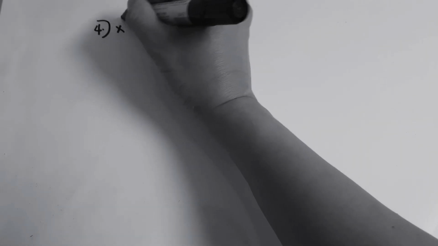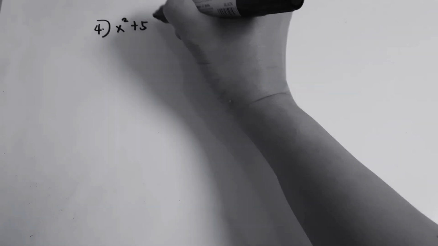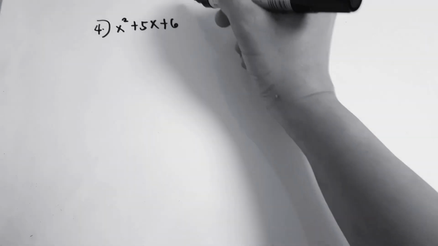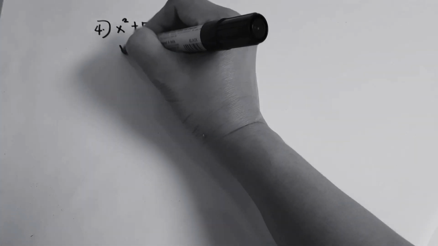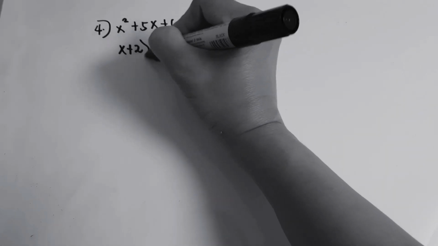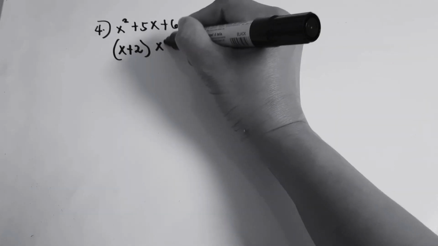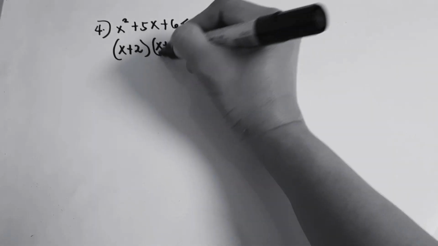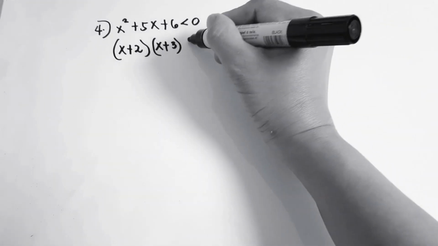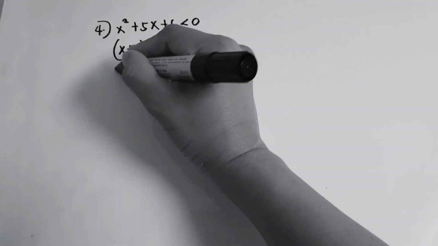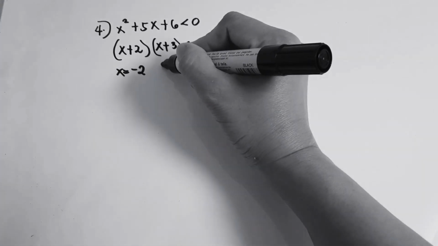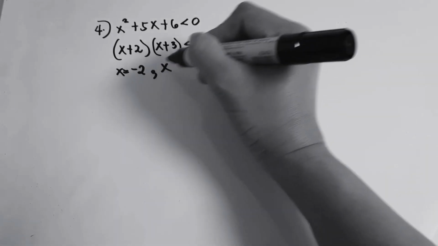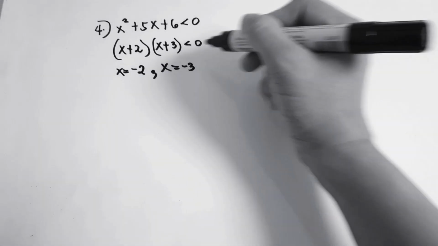Let's have example number 4. We have x squared plus 5x plus 6 is less than 0. First, we need to factor this one. So we have x plus 2 and x plus 3. So this is our factor. And then if x is equal to 0, it becomes negative 2 and x is equal to negative 3.